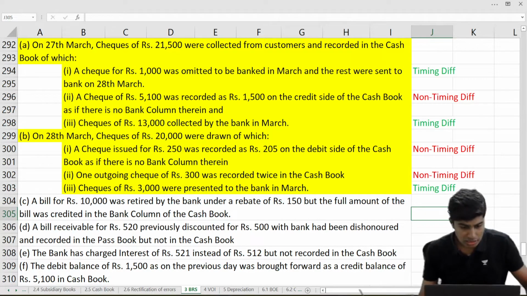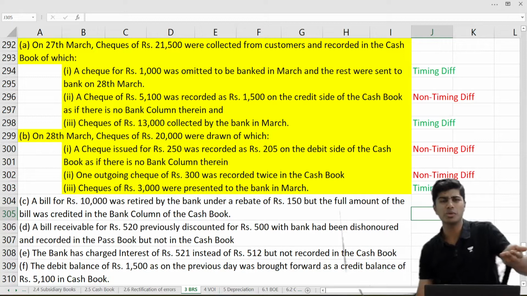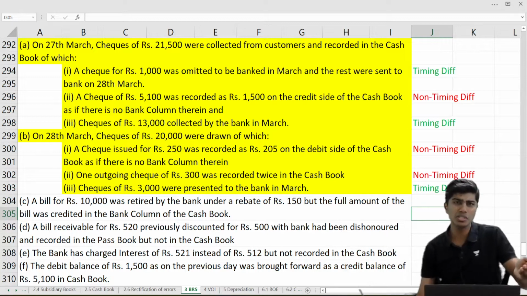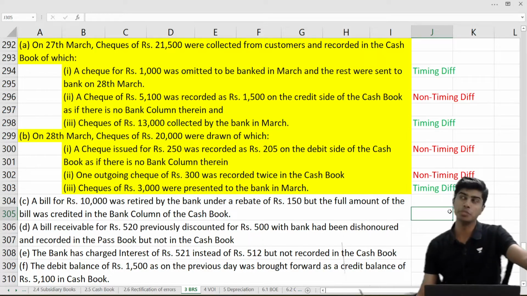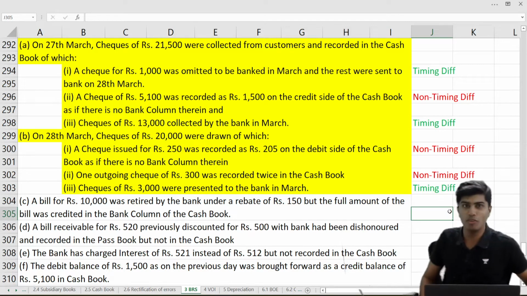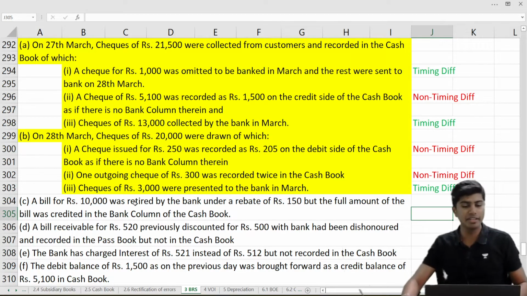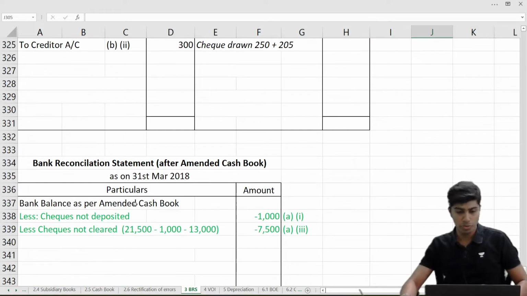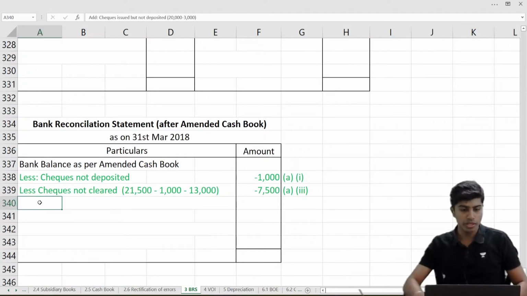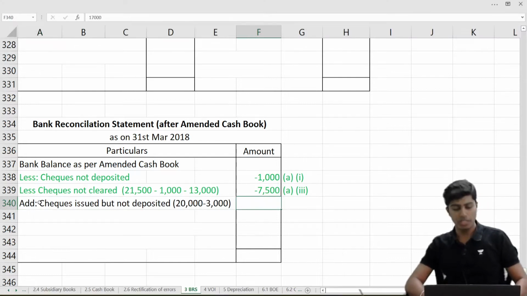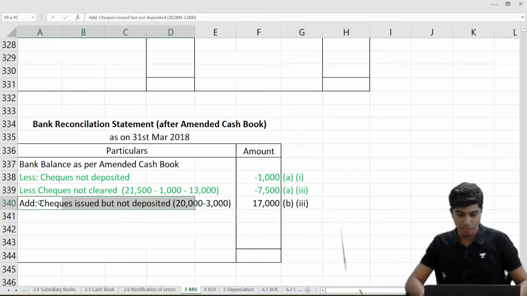This is a timing difference because over a period of time, those checks which are not presented now will be presented, and the bank balance per cash book and passbook would match. You don't have to do anything great to let the cash book and passbook match. It will happen over a period of time. So come on, let us write this 17,000 rupees now. Checks issued but not presented, 20,000 minus 3,000, 17,000. This is B3. Timing differences, no?